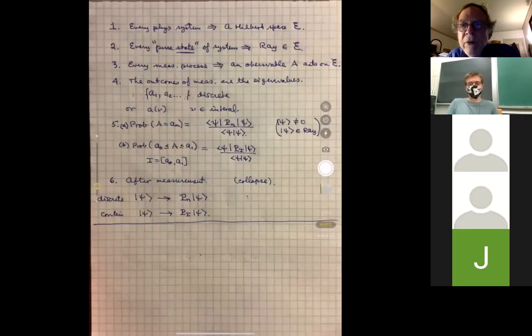Now, I think I'm running over time, so I'll stop there. But especially the second point is the most important point to make about these postulates, that they are stated in statistical language and statistical language only.